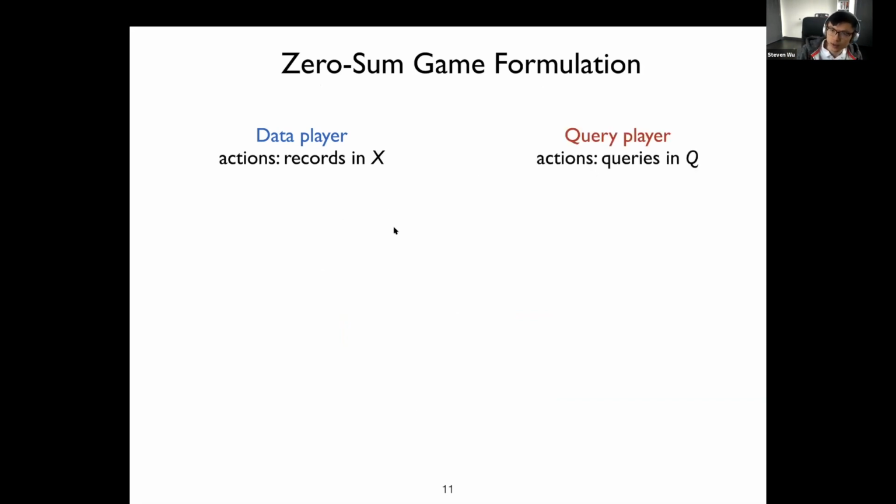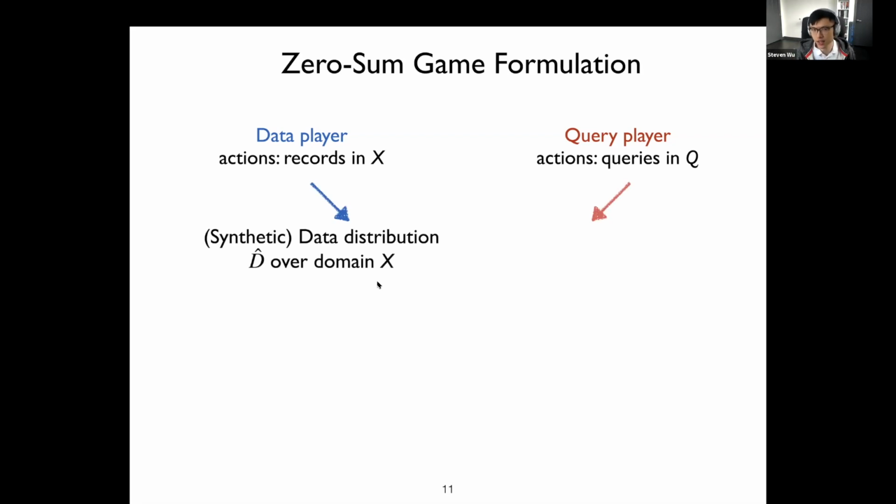And also on the opposite side, there's a query player whose action is essentially selecting from the set of query class. You basically get to ask queries to the data player. So in general, we're going to think about a data player playing some sort of synthetic data distribution. I'm going to interchange data distribution and data set to mean roughly the same thing. But basically, the data player gets to choose some sort of distribution d hat over the domain X.